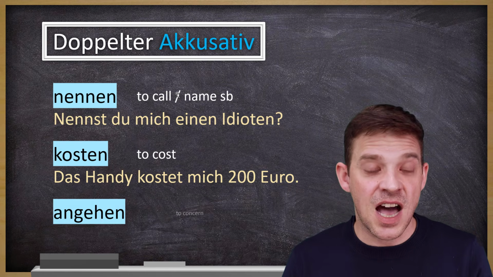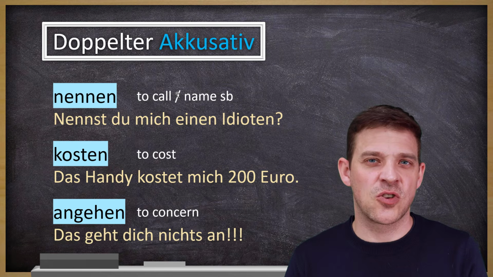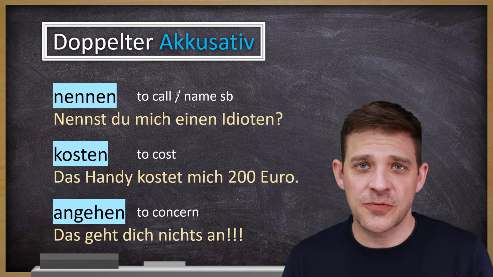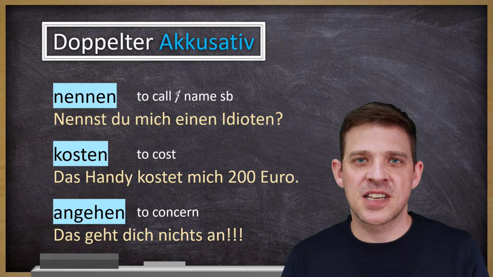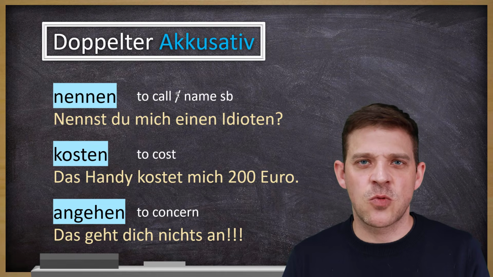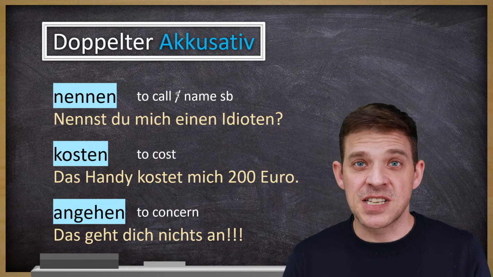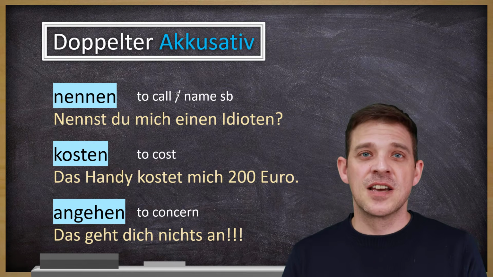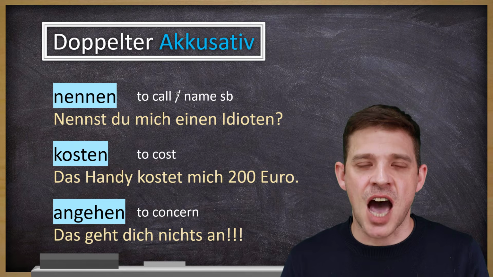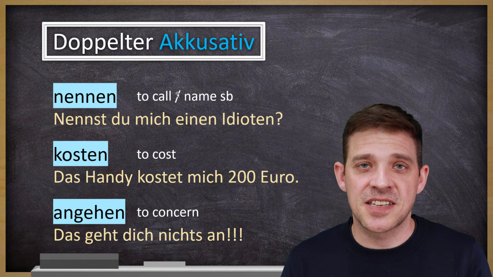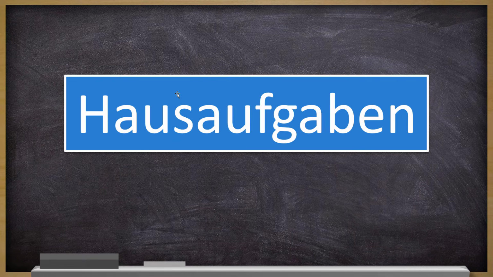And the last one is angehen. Angehen heißt to concern, and this is maybe useful for some of you. It's actually common to use as well if somebody's sneaking around and always wants to know something or wants to see something and asks you too many questions, too private, then you can say, das geht dich nichts an. That's none of your business.